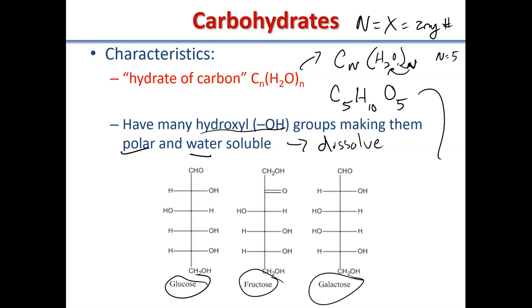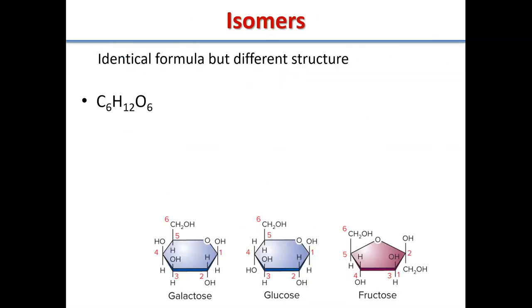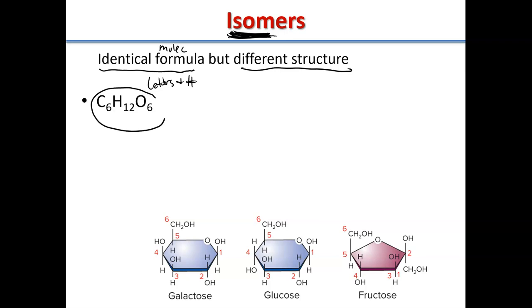Those are just some random examples. You might see a similarity with the naming of them, and we'll talk about that a little bit more. So I'm going to throw another term at you: an isomer, not to be confused with the isotope. An isomer is a chemical that has an identical molecular formula. So this is where we have letters and numbers, but it has a different structure. So in this case, something like C6H12O6, it has the same exact formula, but galactose, glucose, and fructose are shaped differently.